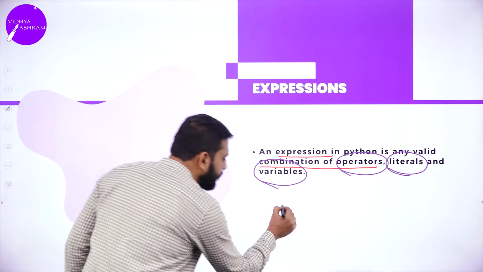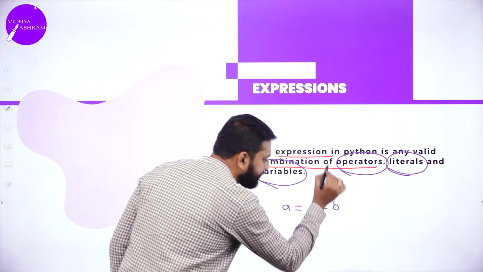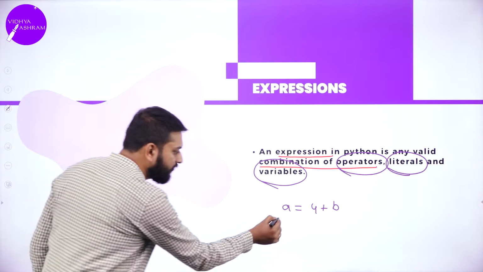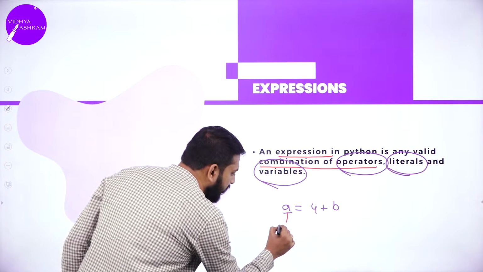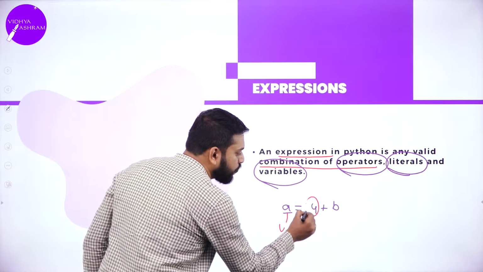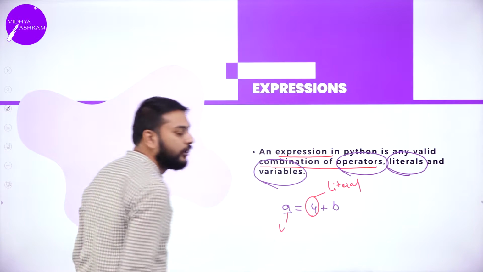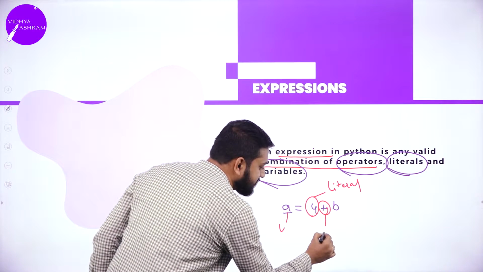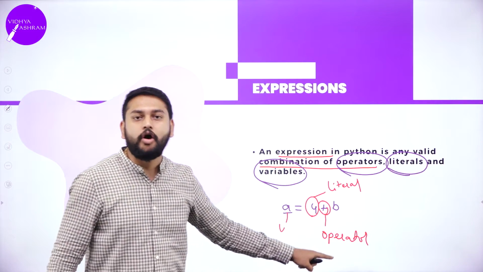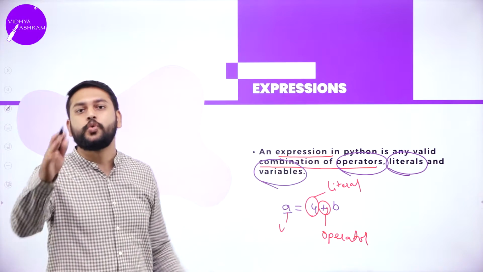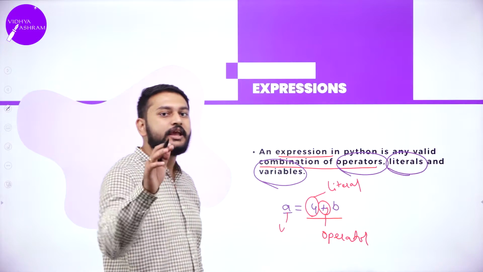Let us understand that. Suppose I have an expression something like this, a is equal to 4 plus b. I will call this a as a variable. What is the variable here? Can you all recollect? So this is what I will call a variable, and this is what I will call a literal. What is this plus? Plus is an operator. So variable, literal, operator: any combination of these is what I will call an expression.